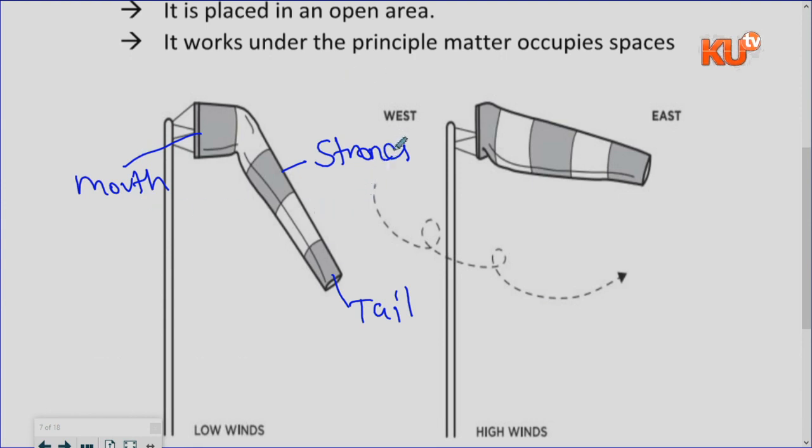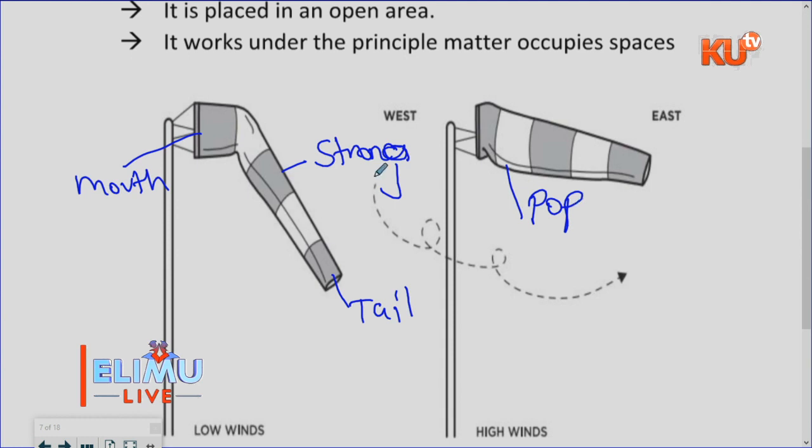Then when the wind is blowing, it's able to pop up. Now this is what I refer to as popping up. So with this we can determine the strength of the wind.